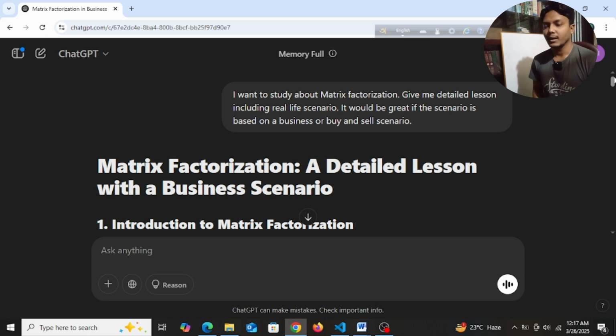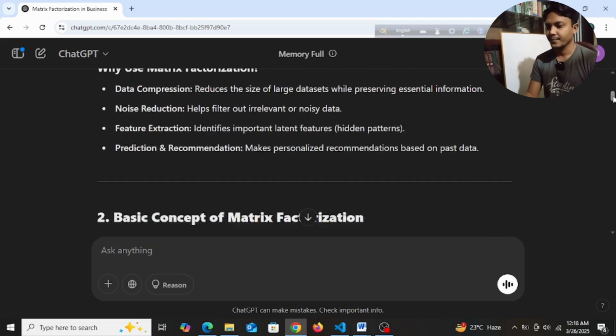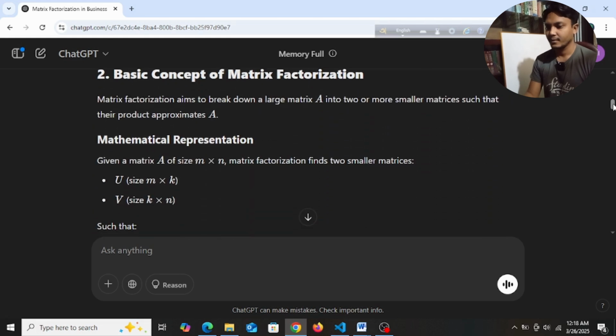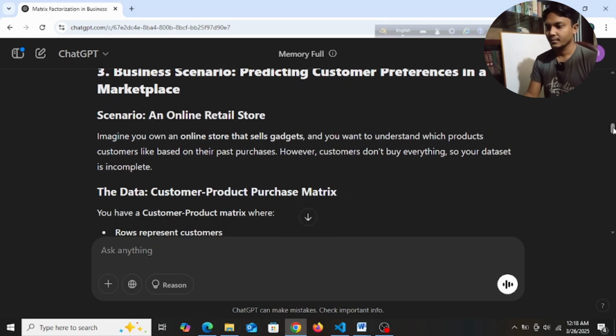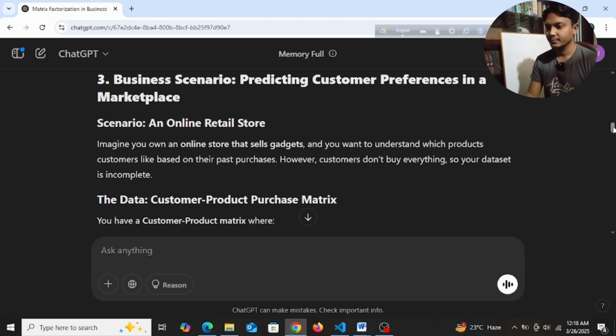Okay everyone, now we will see the most important topic of linear algebra, and that is matrix factorization. We will directly see a real life scenario, and then we will try to explain these things, right? So you can see on my screen a business scenario: predicting customer preferences in a marketplace.